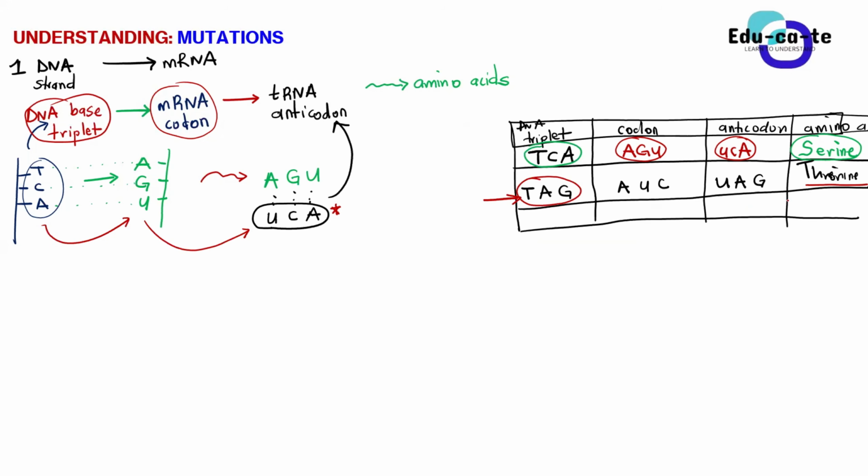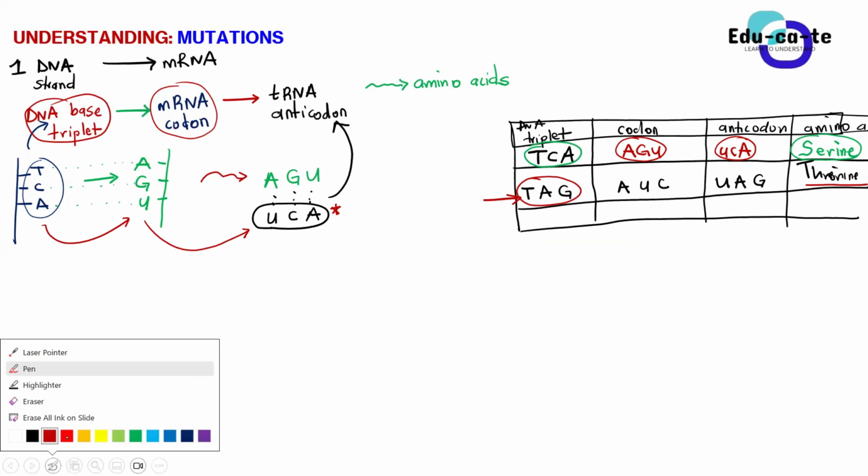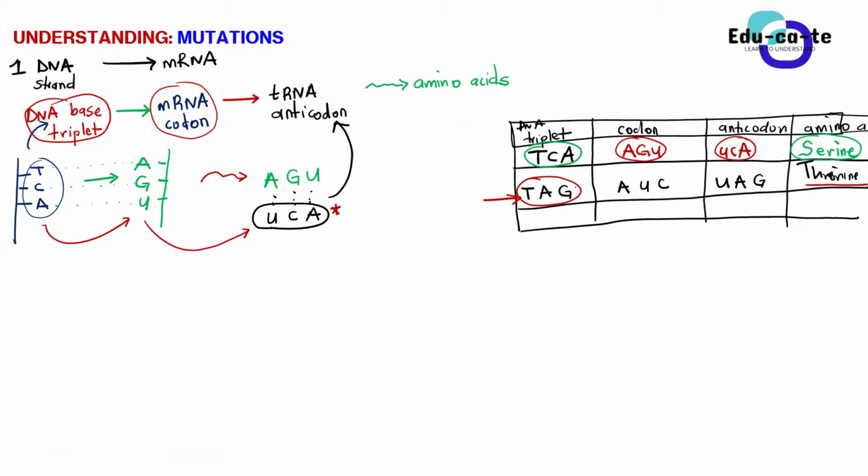Are you guys getting the sense? Yes, so this DNA-based triplet TAG wants to get 309, because it will produce this codon AUC, and this codon AUC will look for the anticodon UAG, and this anticodon UAG will be on a tRNA molecule having 309 as the amino acid. Are we getting the sense? Yes. So they won't give you everything like this clearly, guys.